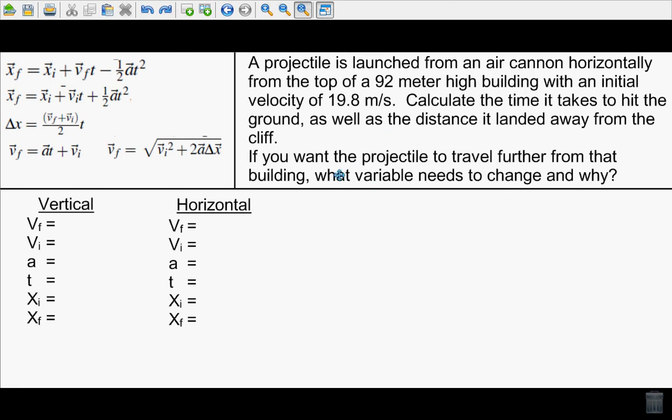After you've answered that, go ahead and answer if you want the projectile to travel further from that building, what variable needs to change and why. And so the same thing, take a look at what we did last week and see if you can answer that question. What variable controls how far the object will travel? What would allow you to change the distance that the object travels away from where it started? We'll go ahead and have a quiz tomorrow, and this problem should help prep you for that quiz.